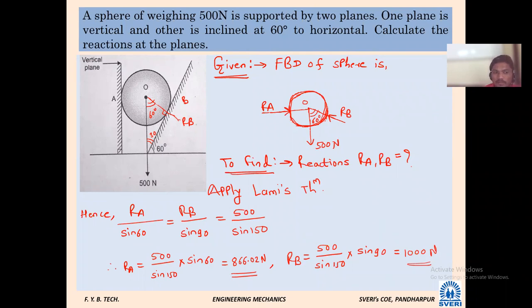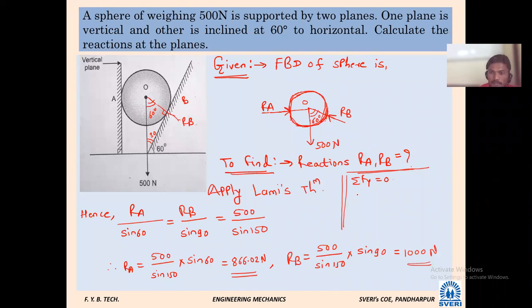Sorry, in which summation does it not come? In summation FY it will not come. So let us see, if at all we apply summation FY equal to 0. Let us apply. What will be the Y component of this force? What angle has RB made with Y? 60 degrees with vertical. I mean, what will be its Y component then? Is it going towards the positive Y axis or the negative Y axis?